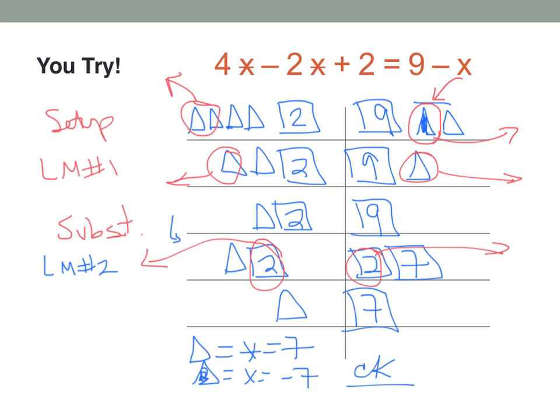So 4 times star is 4 times 7 is 28. Minus 14 is 14 plus 2 is 16. And then 9 minus a -7. So 9 plus 7 is 16. And that check works. So you need to put your work, but then that one is equal.